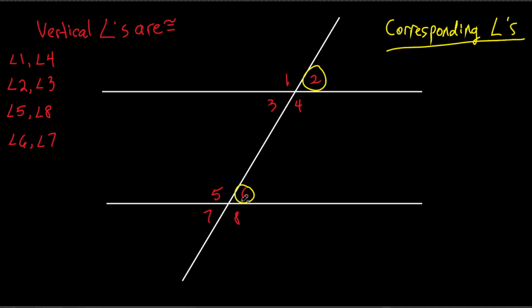Angle 2 is in the top right, 6 is in the top right, so they're corresponding angles. 1 is in the top left, 5 is in the top left. 3 is the bottom left, 7 is the bottom left. You get the idea, right?